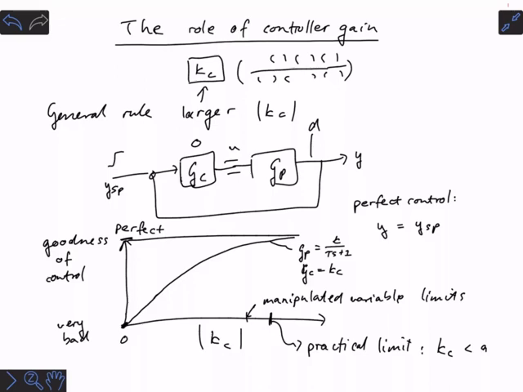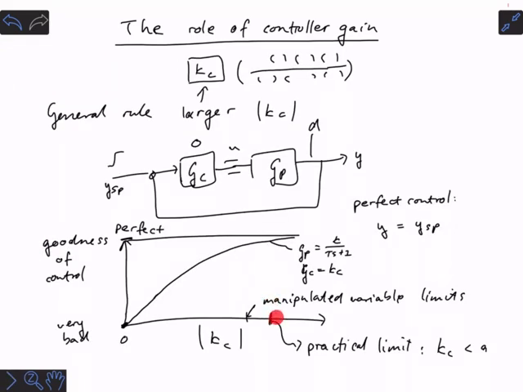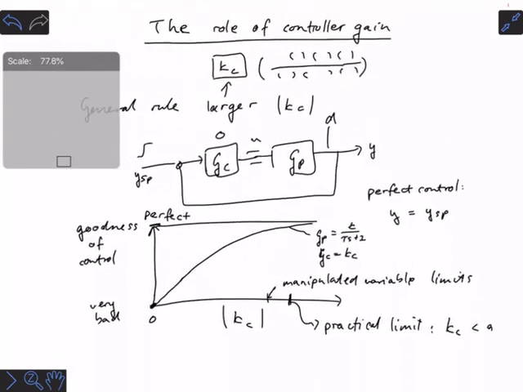And typically those are this way around. In other words, usually it's much easier to calculate a large gain than to move a manipulated variable as much as the gain wants you to move it. And so right on the far end here, perfect control lives, very far to the right.